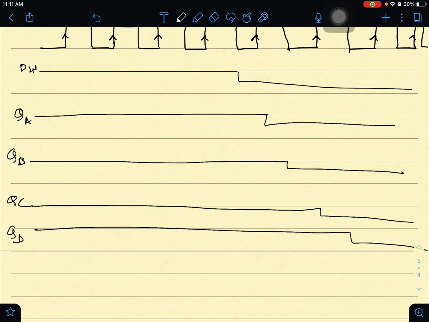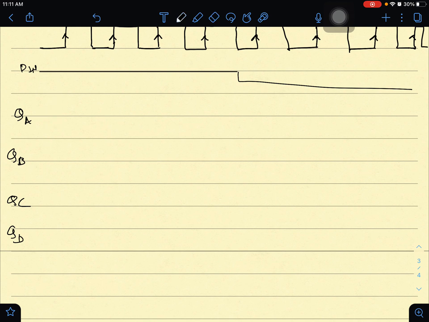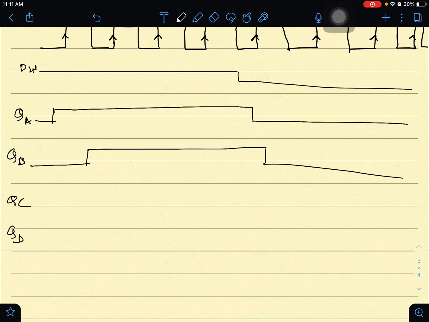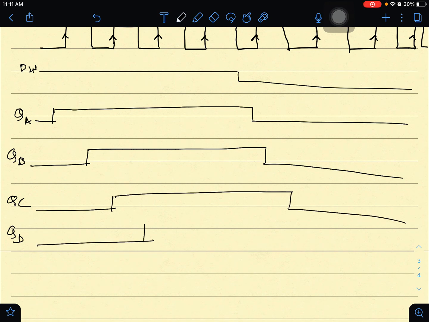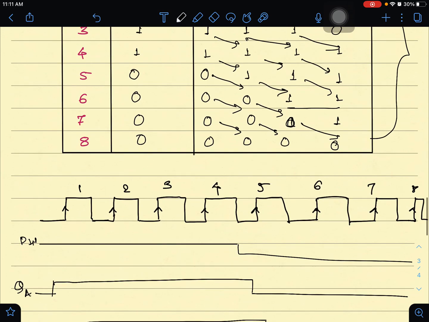Sorry, just one mistake was here. It is for the first clock pulse. Let me just revise this. What happened for the first clock pulse and the next clock pulse, and here for the second clock pulse, and here for the third clock pulse, and for the fourth clock pulse as here. Look like that. Okay guys, it is just my mistake.